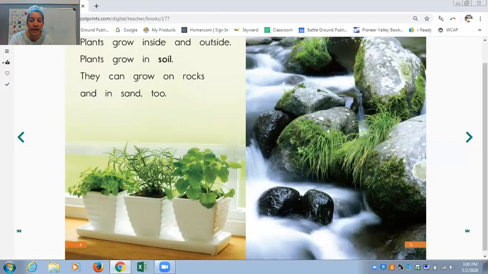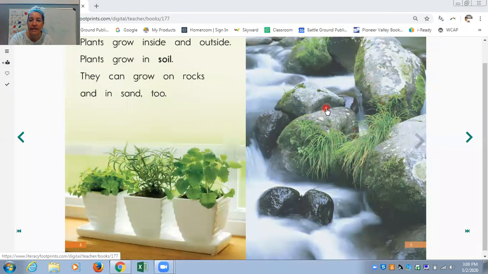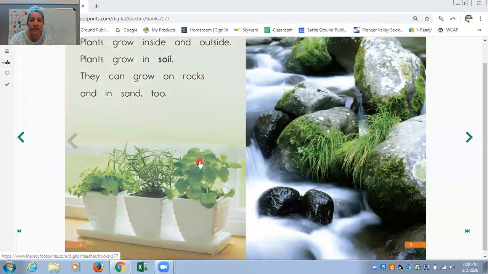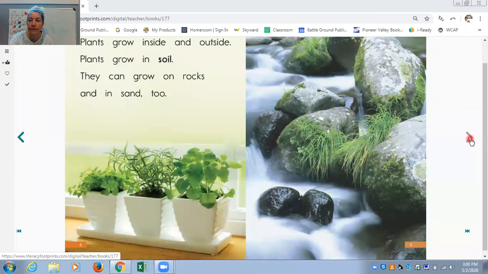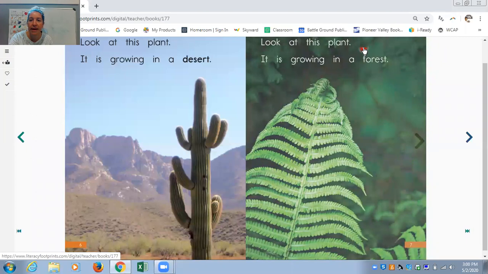I see some really cool photographs here. I see some plants growing in pots. And I also see some plants growing, it looks like they're almost growing on those rocks. Right here, I can see that. And I can see that they're growing in these pots over here. Let's keep turning the page.